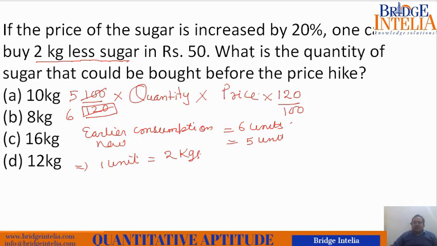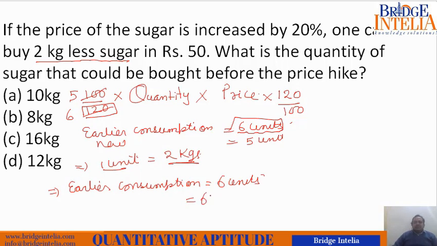The question is, what is the quantity of sugar that could be bought before the price hike? So before the price hike you were buying 6 units, and 1 unit is equal to 2 kg. They are asking you for earlier consumption, which is equal to 6 units. So that is equal to 6 into 2 kgs, 12 kg.